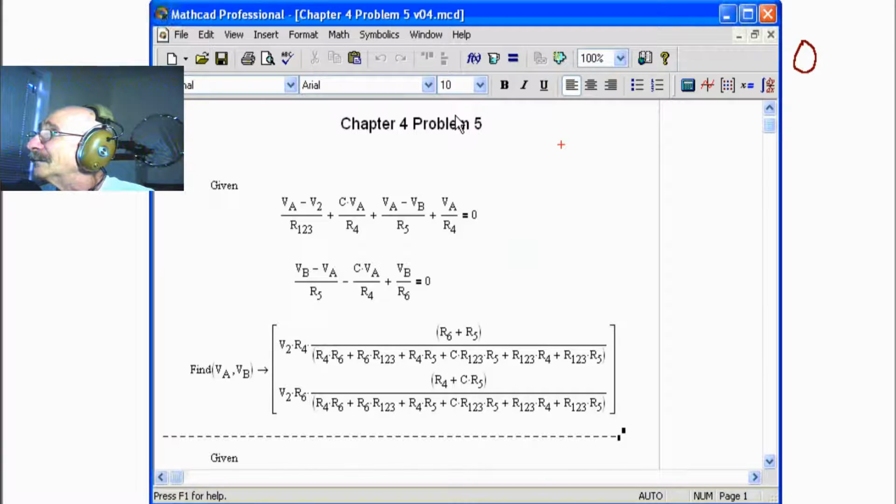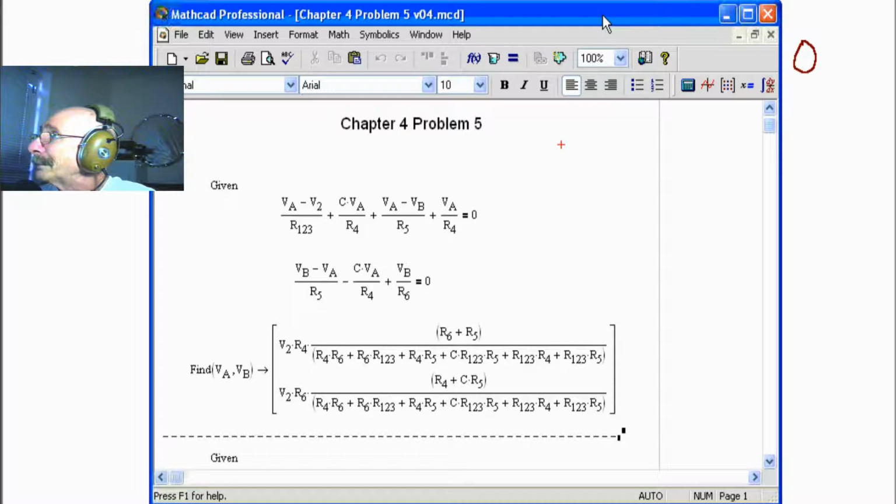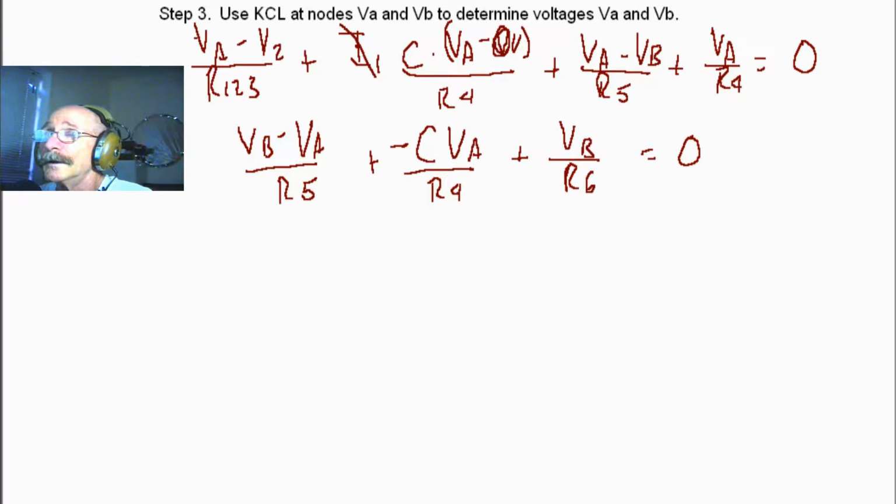I just stuck this in Mathcad and I said given, and there's special functions that you can do to make this work. That VA minus V2 over R123 and all this equal to 0. And then write the second equation, and then there's a solve function, find VA and VB, and here are the functions we get. So if I could figure out how to copy that down for you, I would. But we get VA. I'll write this much down.